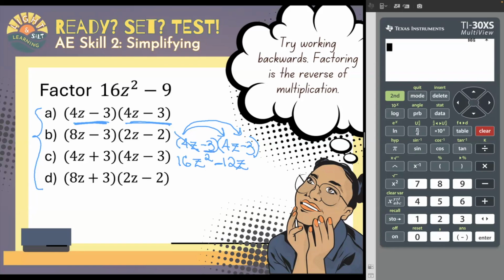So negative 3 times 4z. Again, negative 3 times 4 is negative 12. Look at that repeating. I have another negative 12z. And then negative 3 times negative 3 finally is positive 9. And again, feel free to use your calculator. Even if negatives make you a little nervous, using your calculator is a great idea.